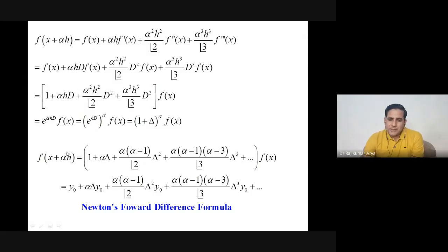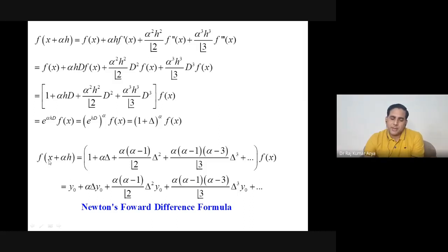So you have got this derivation from here. Finally you can write your expression for f(x+alpha h) in this particular format: 1 plus alpha delta plus alpha (alpha minus 1) upon factorial 2 delta square, and this will keep on continuing. If you multiply f(x) inside here, this would be your delta y naught as the first difference, delta square y naught as the second difference, delta cube y naught as the third difference, right? So now you have derived Newton's forward difference interpolation formula.